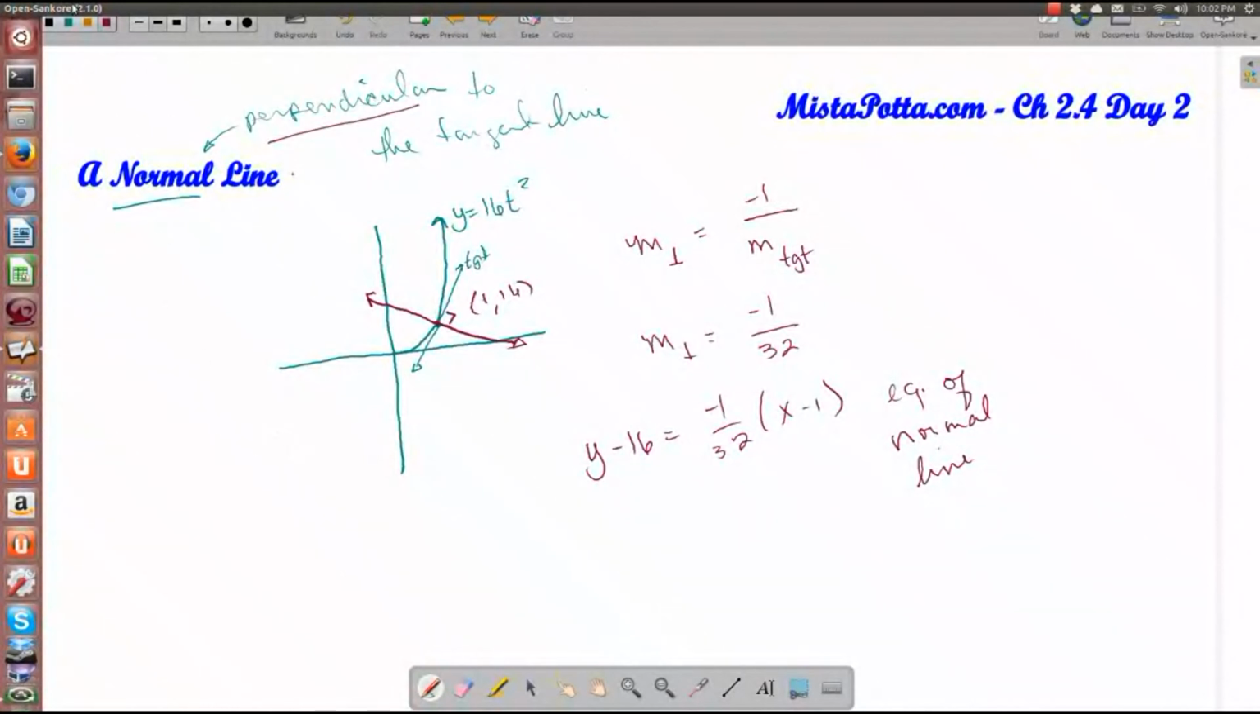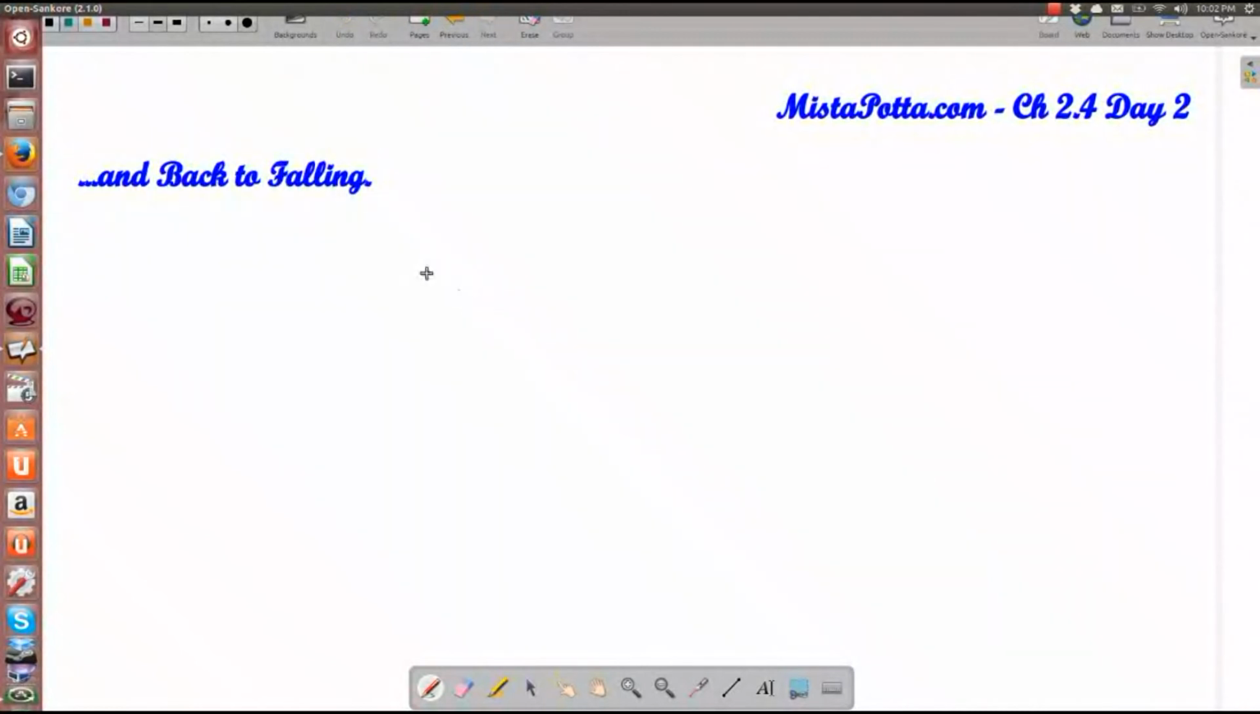And the key thing to remember here is that when I'm dealing with a normal line, I'm dealing with a line that's perpendicular to the tangent line at a tangent point. And so we'll often be asked to find both the equation of a tangent line and the equation of a normal line. And those of y'all that have a physics background will know that the tangent line deals with velocity and this normal line deals with acceleration. We'll be talking more about this relationship in Chapter 3.